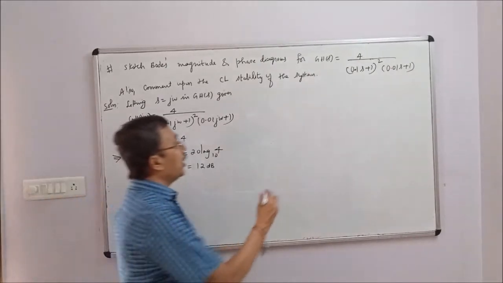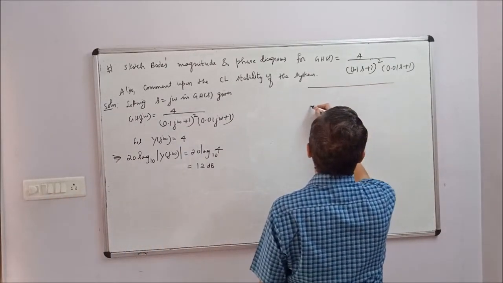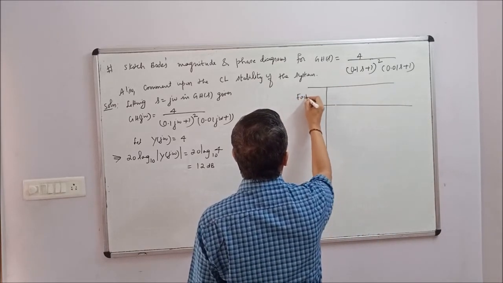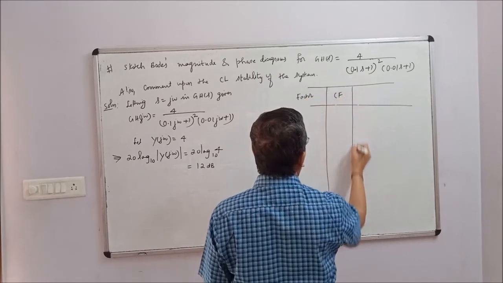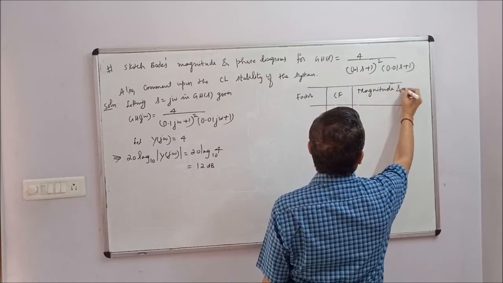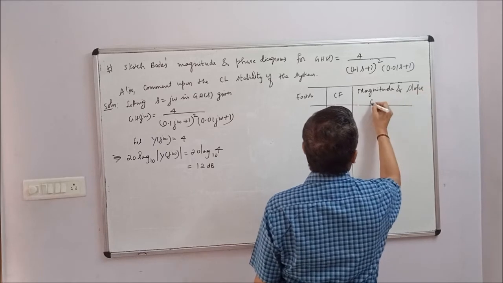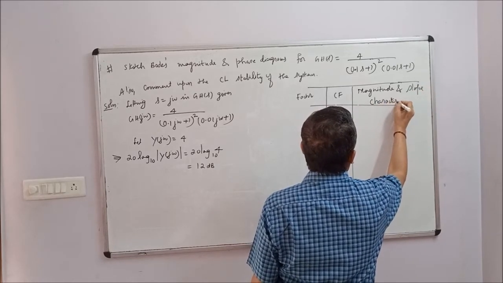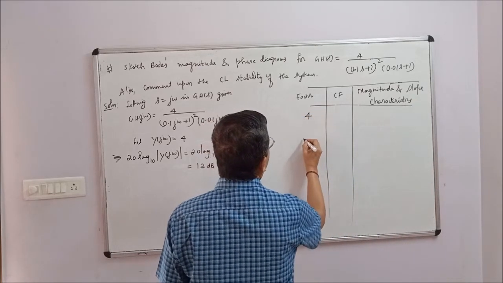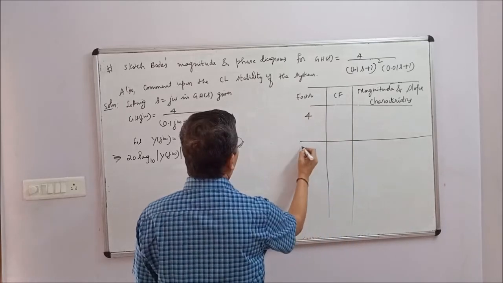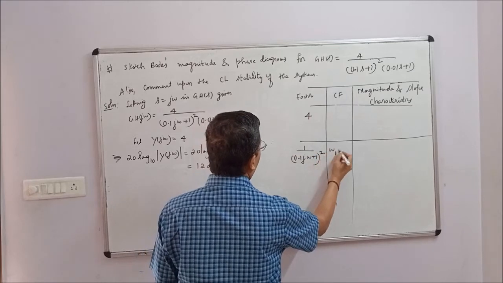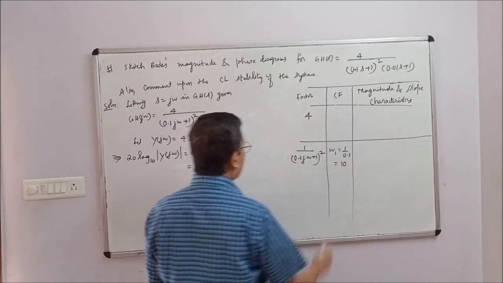So I am going to write a table now. This is factor, corner frequency, magnitude and slope. Magnitude and slope characteristics. The factors are, first factor is 4. Next factor is 1 over (0.1 j omega plus 1) whole square. What is omega 1? 1 over 0.1 is equal to 10.